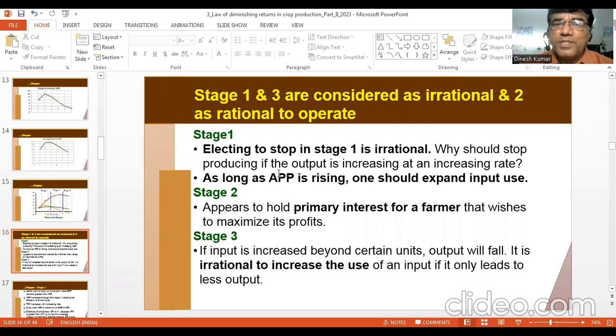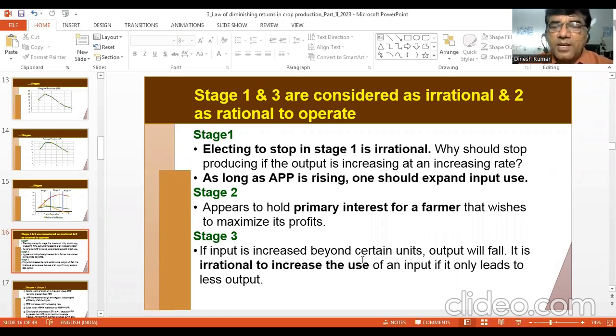Why should you stop producing if the output is increasing at an increasing rate? As long as average physical product is rising, one should expand input use. So in stage 1, your average product is increasing. Stage 2 appears to hold primary interest for a farmer that wishes to maximize its profits. So the farmer should operate in stage 2. The exact point can be worked out by doing some economic analysis or profit analysis.